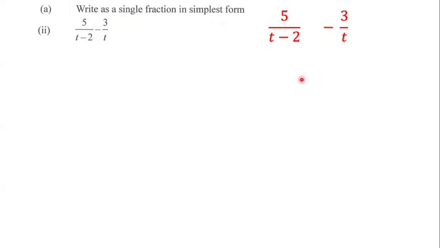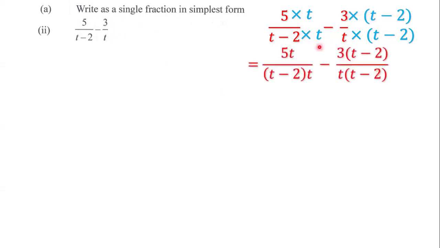And so what we're going to do is multiply t minus 2 by t. Whatever we do to the bottom, we must do to the top. So since we multiply t minus 2 by t at the bottom, we're going to multiply the top by t as well. And the same thing with this one, we're going to multiply t by t minus 2. Whatever we do to the bottom, we must do to the top as well. So we multiply 3 by t minus 2.